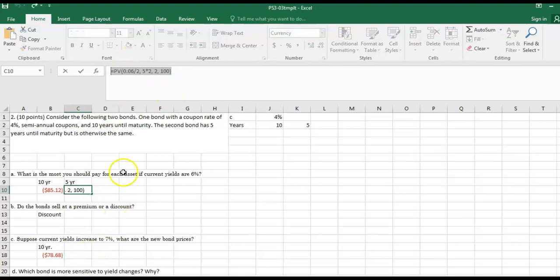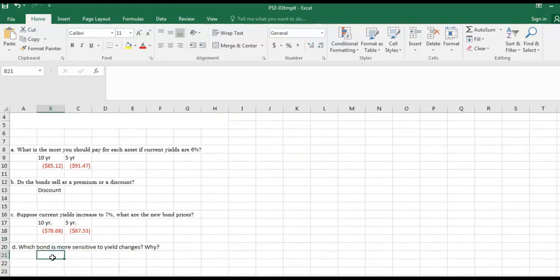I want to do the same thing again for my 5-year bond. All right. I'm going to come down here. For my 5-year bond, everything is the same as it was before, but the rate is different. And as a result, we get a new bond price of $87. Again, the discount is decreasing as we go forward in time, or rather as this bond approaches maturity.